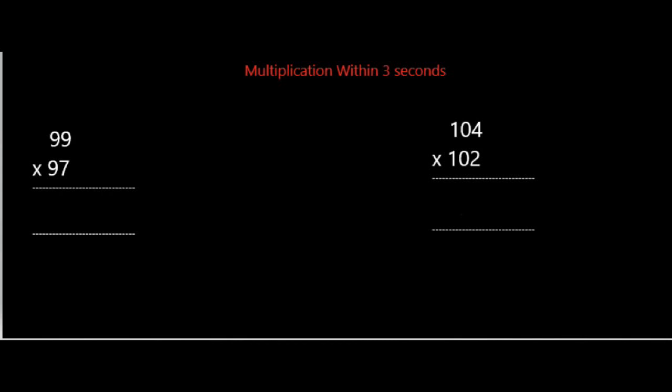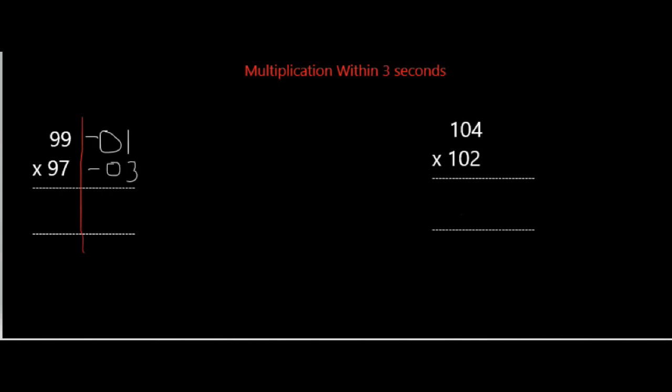So let's start with the first example. There is 99 into 97, so we will draw a line first. The next thing we need to do is number minus 100. Remember, I am saying number minus 100 and not 100 minus number. So 99 minus 100 will give me minus 01, and 97 minus 100 will give me minus 03.